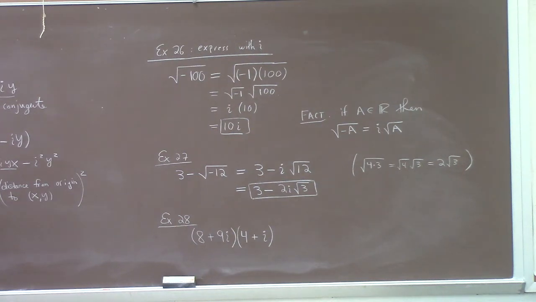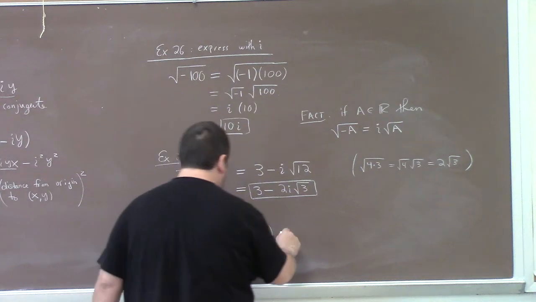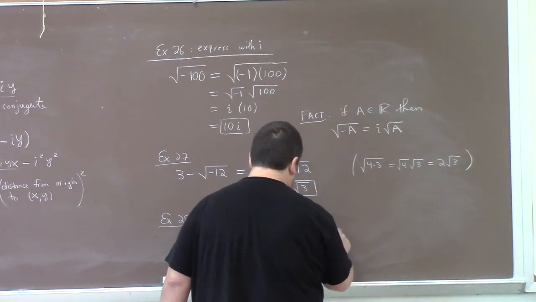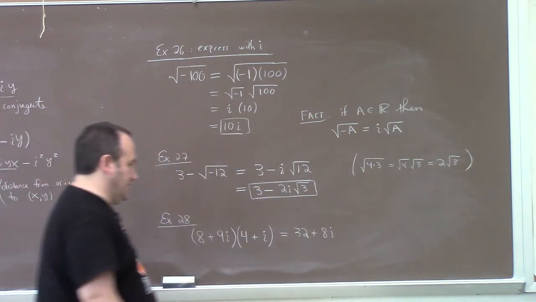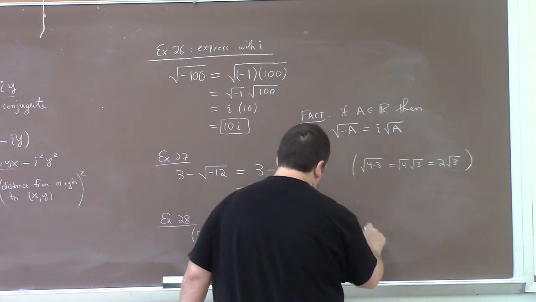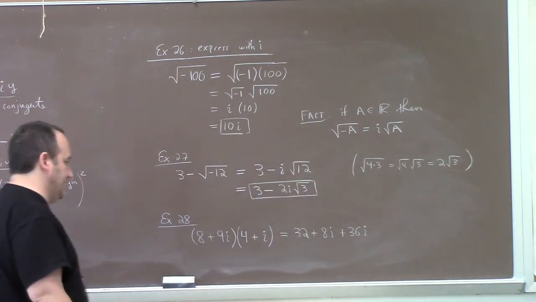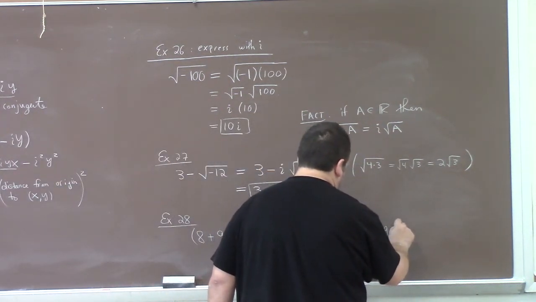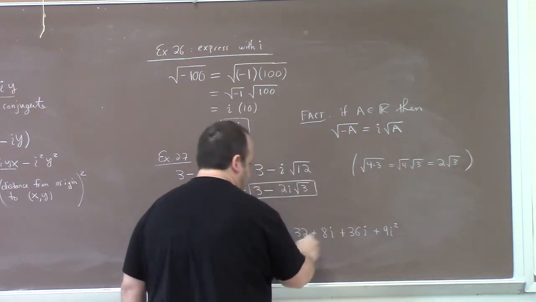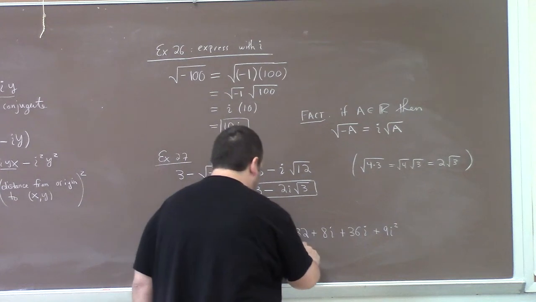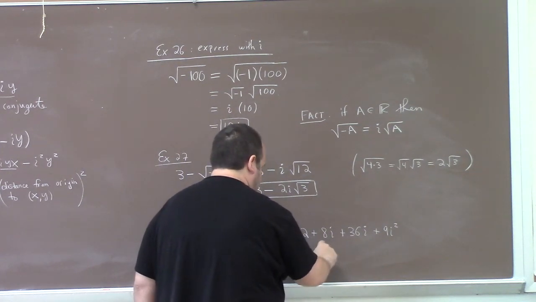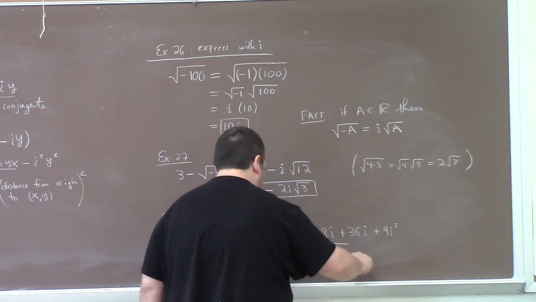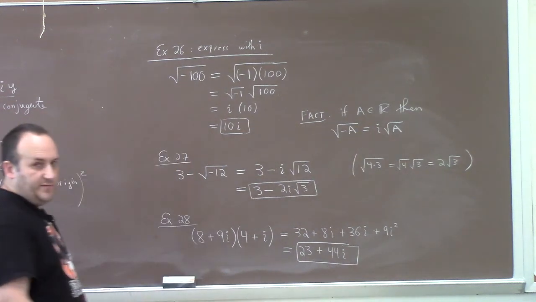You're supposed to multiply. So you multiply, what do you got? 8 times 4, 32. 8 times i is 8i. 9i times 4 is 36i. And then 9i times i is 9i squared, which is actually minus 9, because i squared is minus 1. So we've got 32 minus 9, which is 23. 8 plus 36, 44. So there you go. 23 plus 44i. That's it.